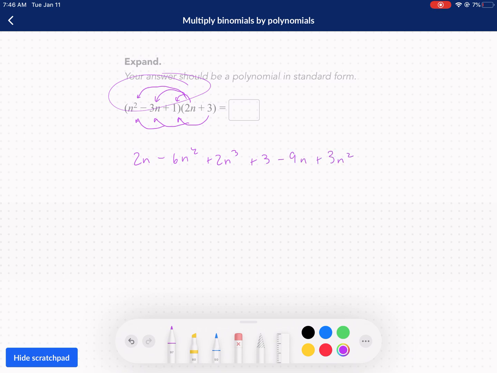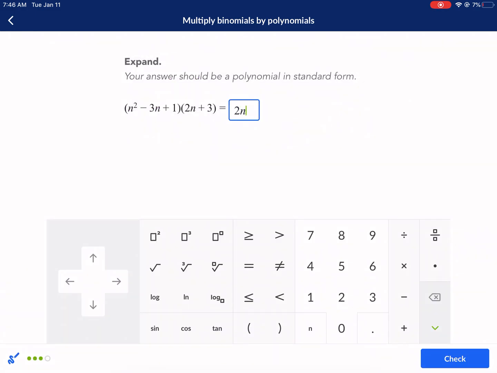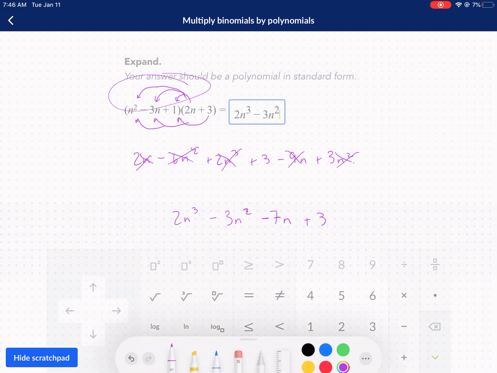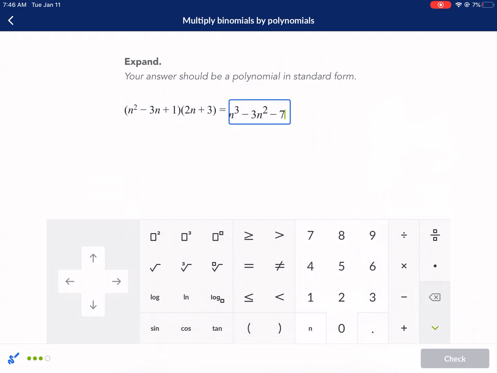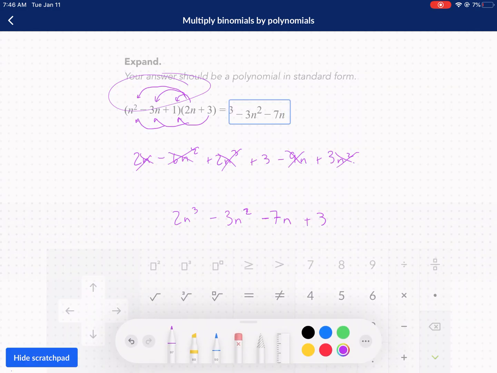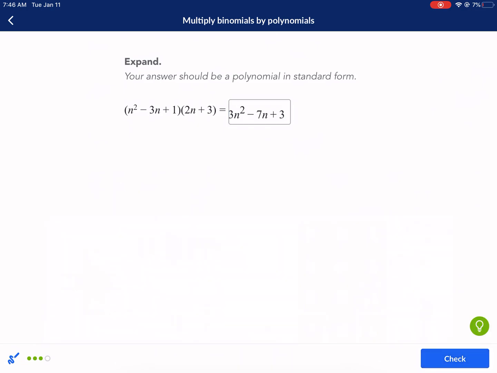Combine like terms. So I'm going to start with my biggest one, 2n cubed. There's no other ones like that. Then I have my n squareds. That's going to give me negative 3n squared when I combine those two. Then I have my n's, so I get negative 7n. Those are done. And then I have plus 3, he's by himself. So again, 2n cubed, minus 3n squared, minus 7n, and then plus 3. And that's the last bit of that, and there we go.